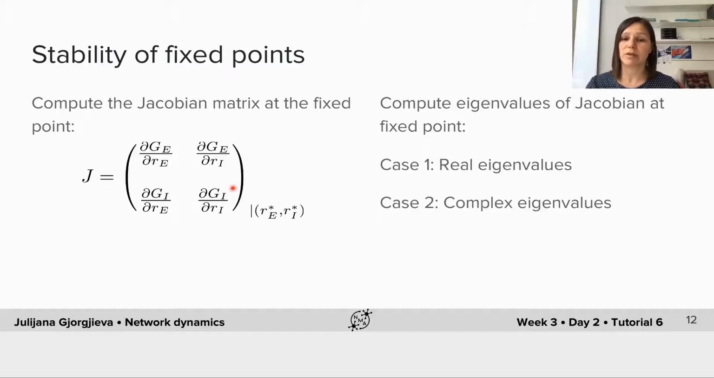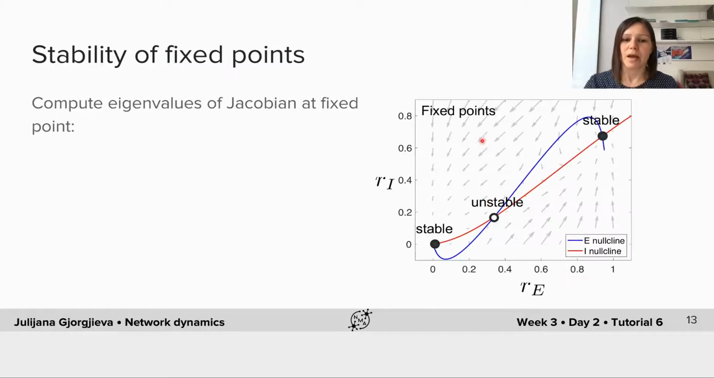This is interesting because it gives rise to much more interesting dynamics in the case of the two-dimensional system than in the one-dimensional system, but it also makes the analysis a bit more complicated. That's why we consider these two cases separately. First, we consider the case of real eigenvalues of the Jacobian, and then we consider the case of complex eigenvalues of the Jacobian. For the case of real eigenvalues, let us consider the example we have studied so far.